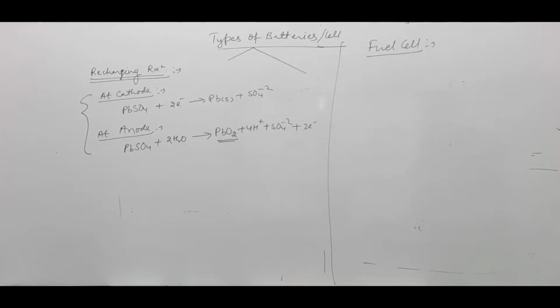The cathode is made up of the same electrode. Electrolytes are 25% KOH solution.